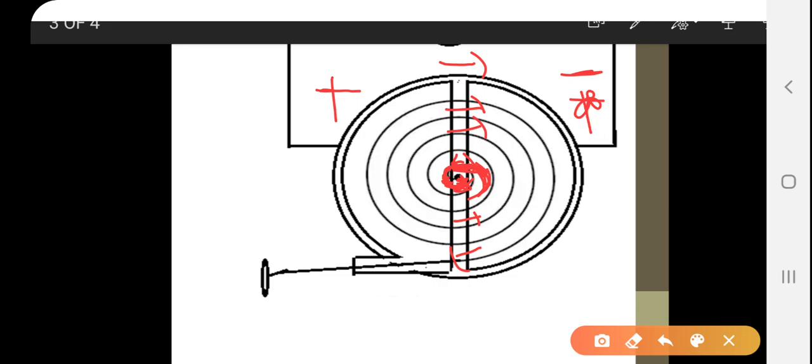Okay, again when it is about to exit, again there is an oscillating voltage. So again the charges get reversed. Now this becomes negative, this becomes positive. Now the flow of current will be in this direction. So while it comes out of the cylinder, the particle is again accelerated here.